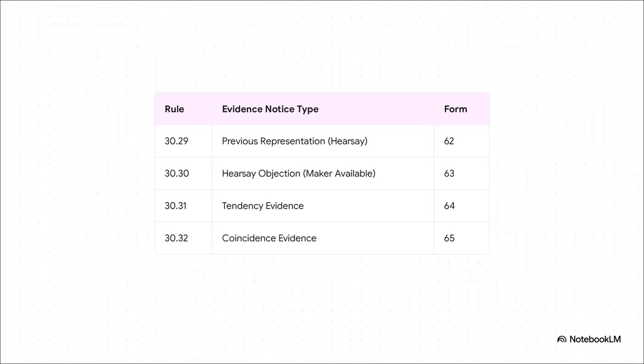And here we go. This is a massive difference, and it's all driven by the Commonwealth Evidence Act. The federal system has this whole formal procedure, a series of prescribed forms for giving notice about certain types of evidence. We're talking about Rules 30.29 all the way through to 30.32. These lay out the specific forms you must use for hearsay, tendency, and coincidence evidence. The UCPR has absolutely nothing like this formal notice system. This is pure, undiluted federal procedure.